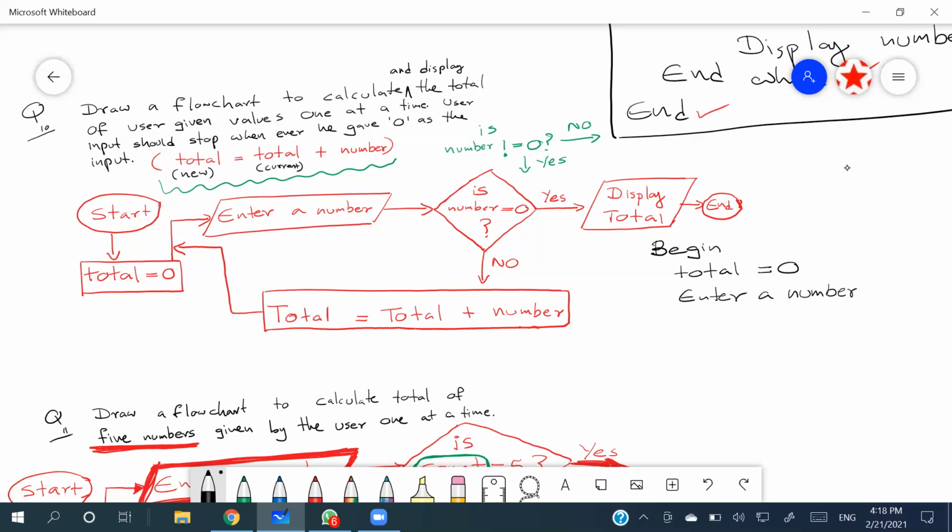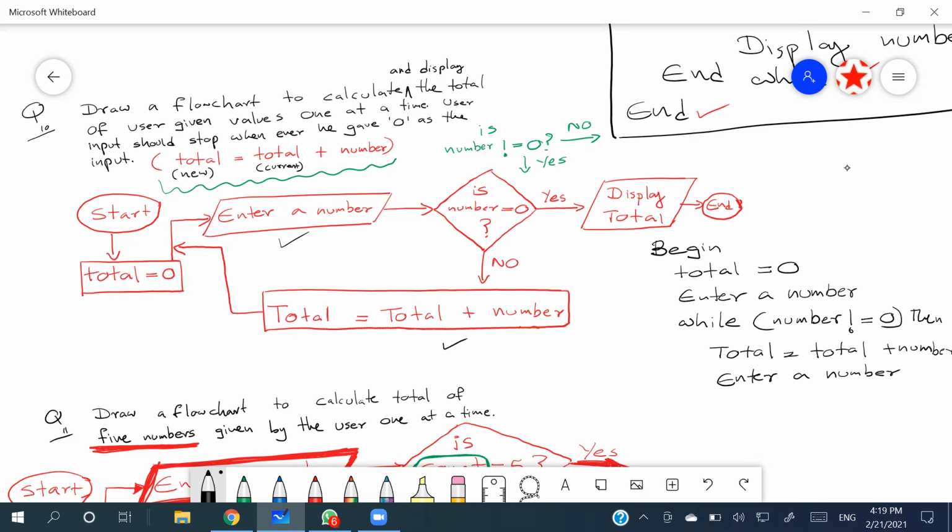And then we should ask the complete opposite of this condition. According to my flowchart, I'm saying while number not equal 0, then we go in order: total equals total plus number first, then enter number second. So here we say total equals total plus number, then enter a number. Once you enter the number, it goes back again and checks whether the number is not equal 0. If it is not equal 0, then it will do the totaling part. So that is what should go inside the while loop.